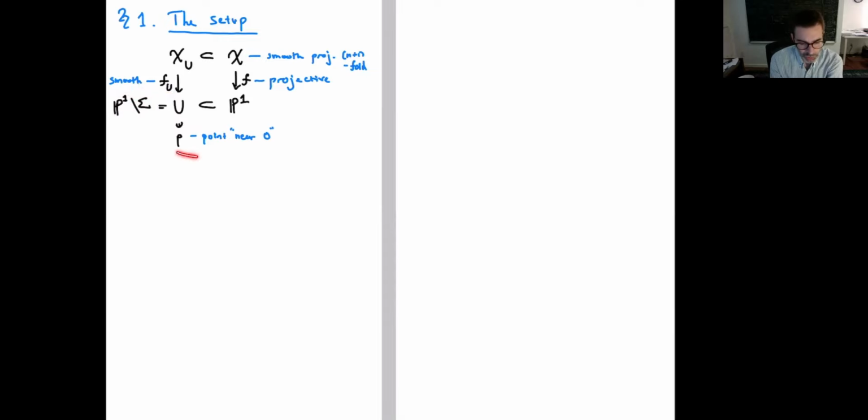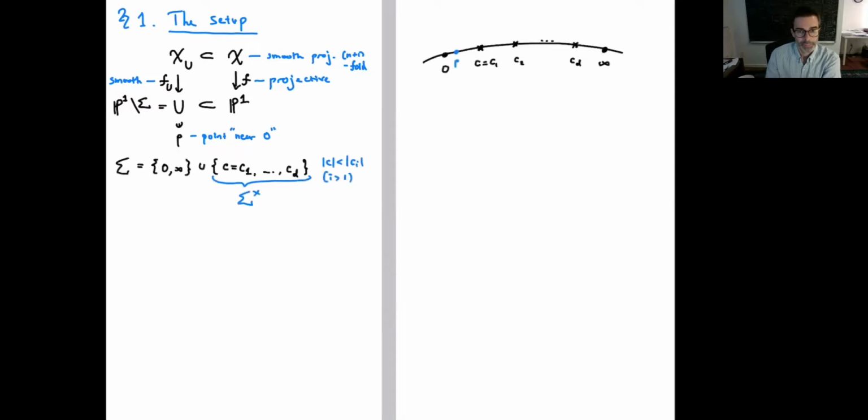And I take a point in U near 0. 0 is going to be a point in the discriminant locus. So here is a picture of the discriminant locus. The black points are the points in the discriminant locus, and P is a point not in the discriminant locus that's close to 0. And I will call sigma cross the points of the discriminant locus different from 0 and infinity. Okay, so the point closest to 0, so I'm assuming that there is a single point closest to 0, will be called the conifold point and labeled C.